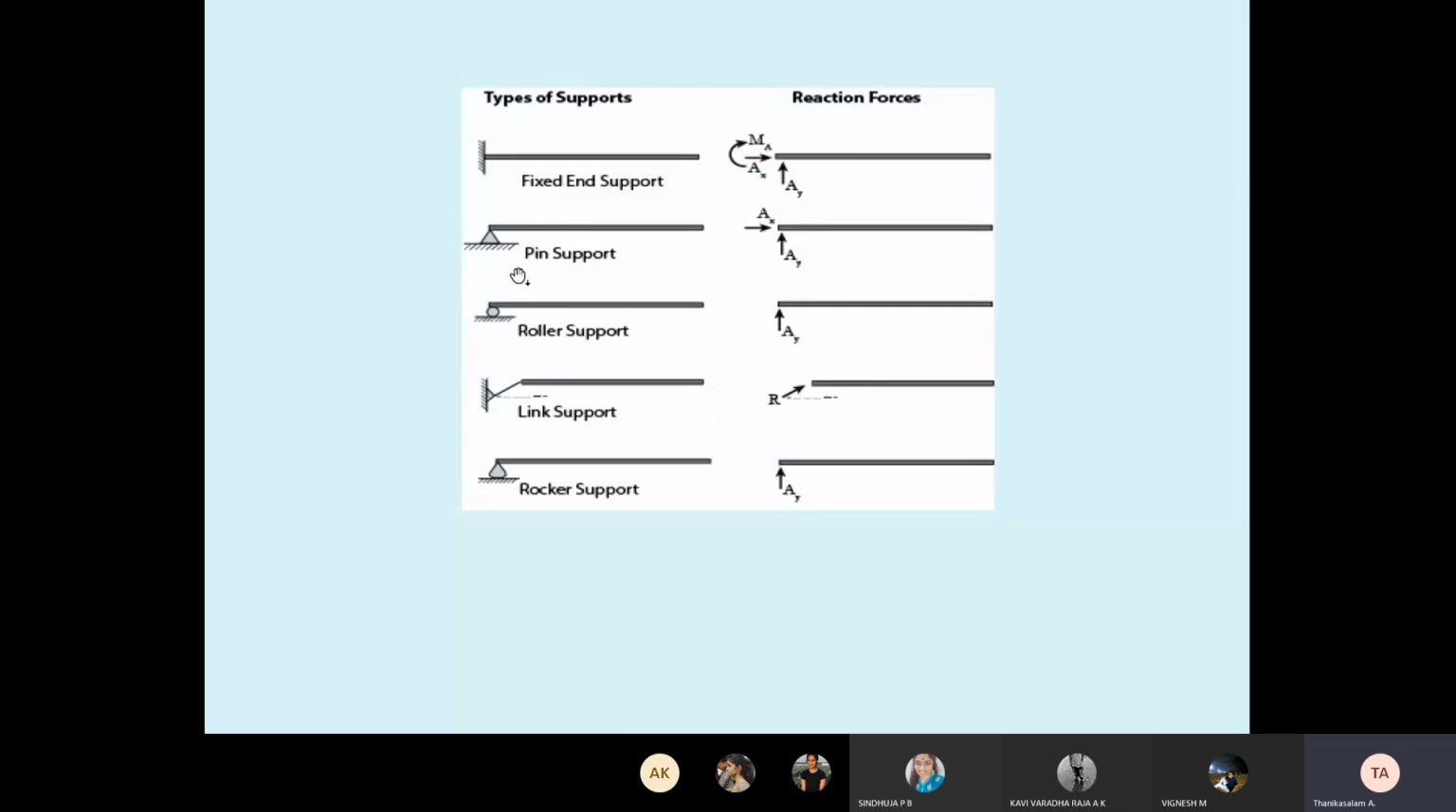Say pin joint. Pin joint, two reactions: AX, AY, or RX, RY. Roller support, only one reaction, RY. See this link connected. Reaction, no? Or tension. Sometimes when the link is given, you have to say tension. Here they mentioned R, only one connector, no? So tension, not here. R means you take it as a tension.